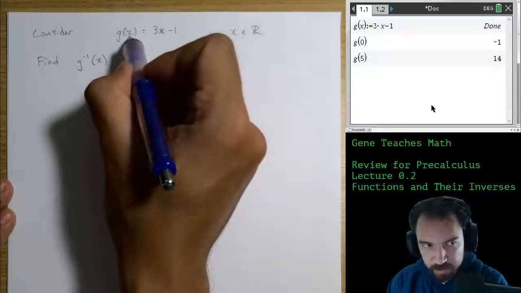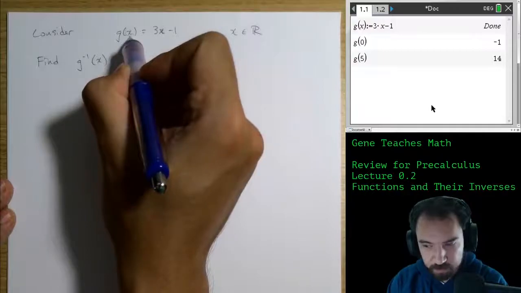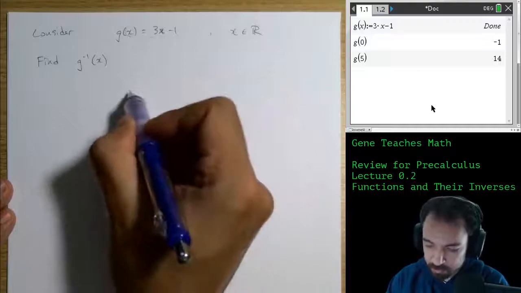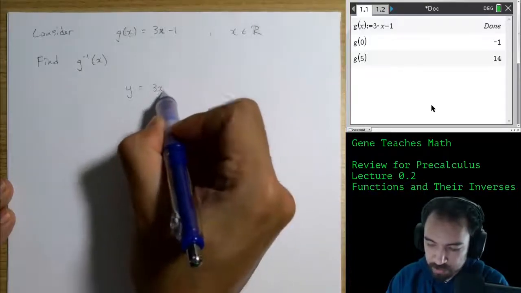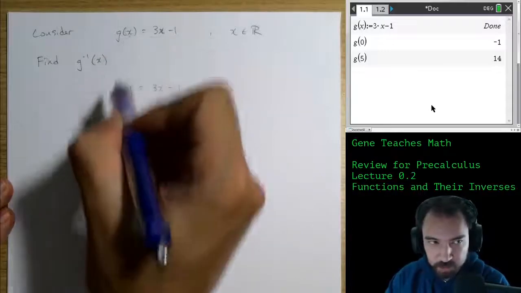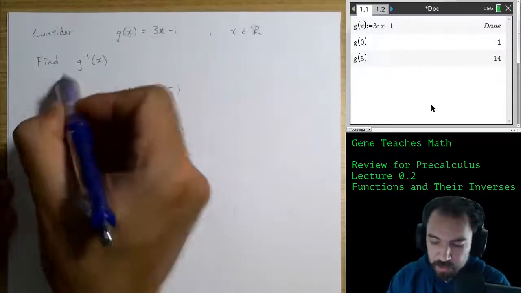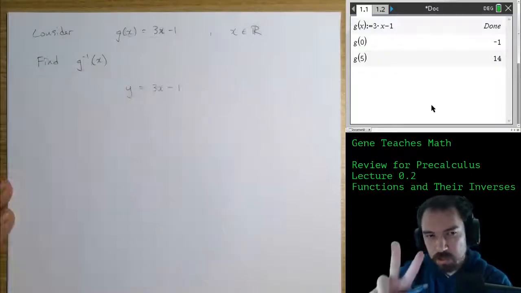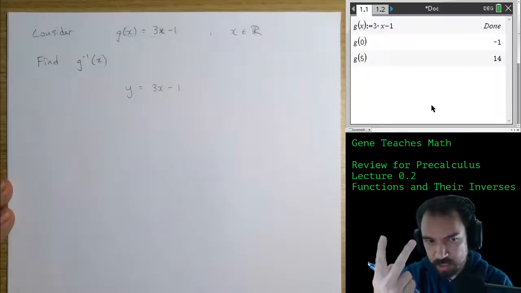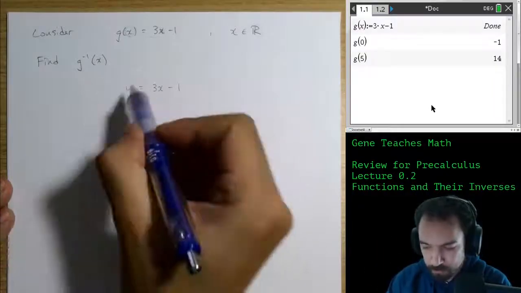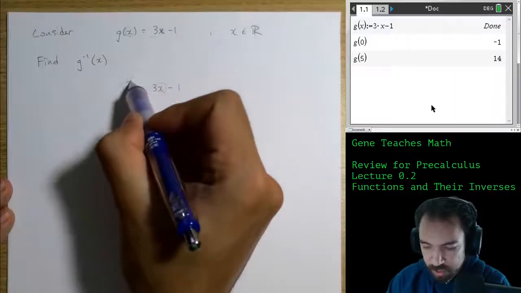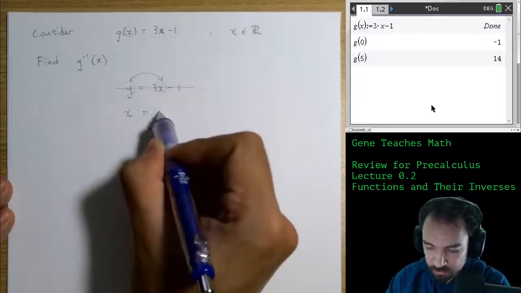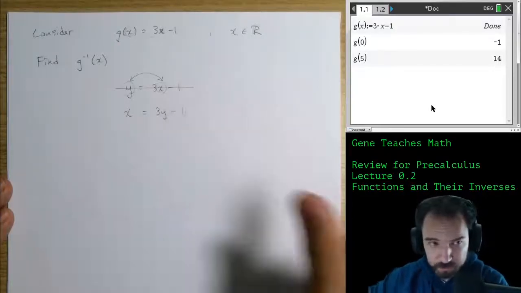So here, in the original function, x is the input, and this expression is the output. So perhaps we could write a relationship that says y equals 3x minus 1. Right? So I'm taking the output and I'm replacing it with the letter y. Now, in order to find the inverse, we're supposed to work backwards. Staying with the rhetoric of switching the input and the output, this is what I'm going to do. I'm going to take the x and the y and switch them. Okay. So I'm going to cross this out and write x equals 3y minus 1.